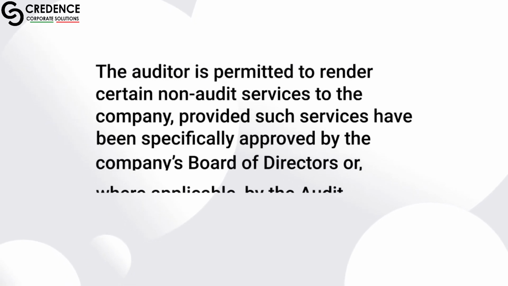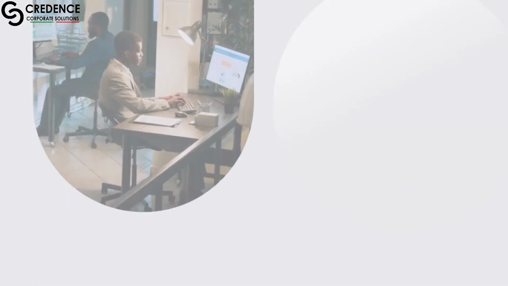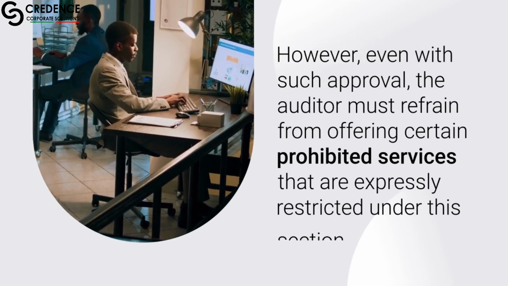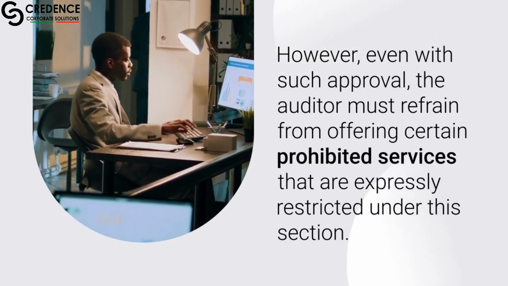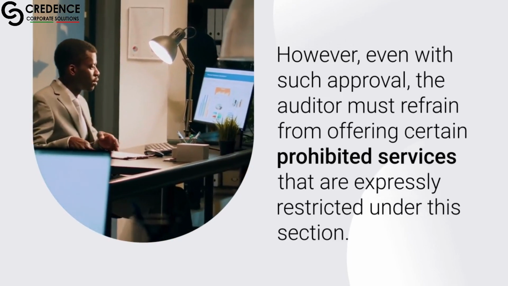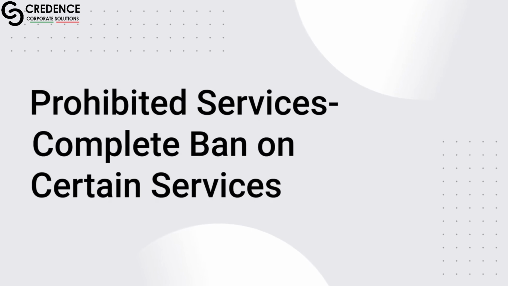Permitted services subject to approval. The auditor is permitted to render certain non-audit services to the company, provided such services have been specifically approved by the company's board of directors or, where applicable, by the audit committee. However, even with such approval, the auditor must refrain from offering certain prohibited services that are expressly restricted under this section.